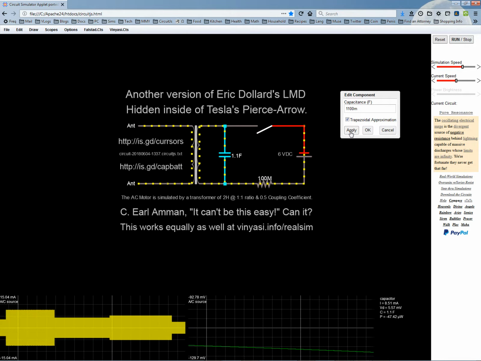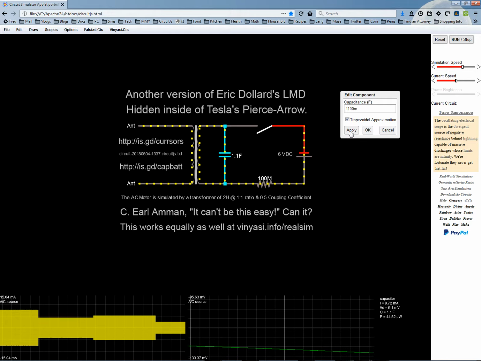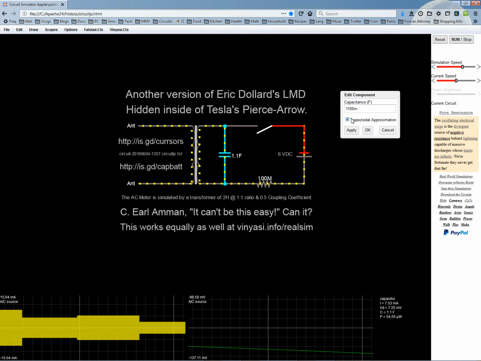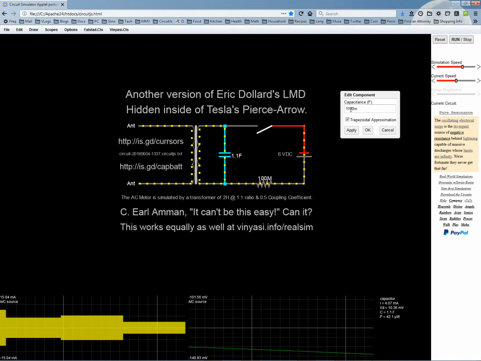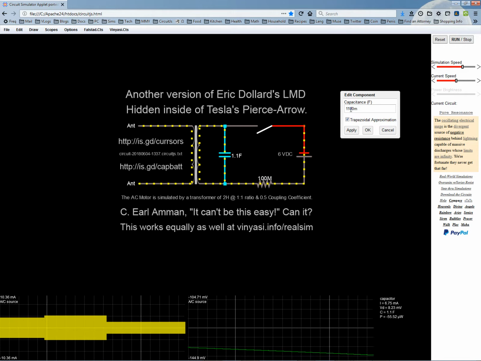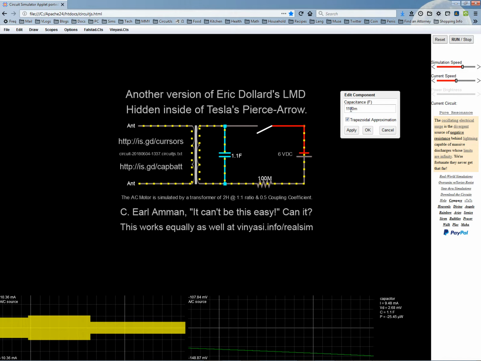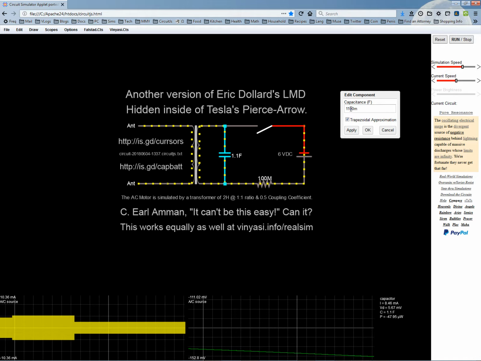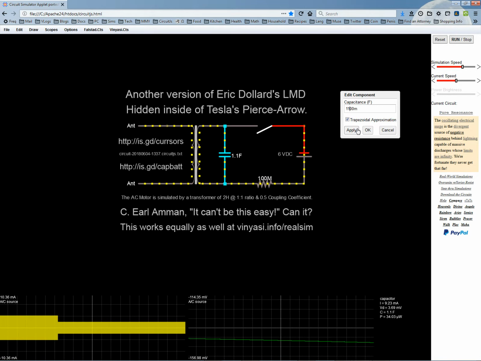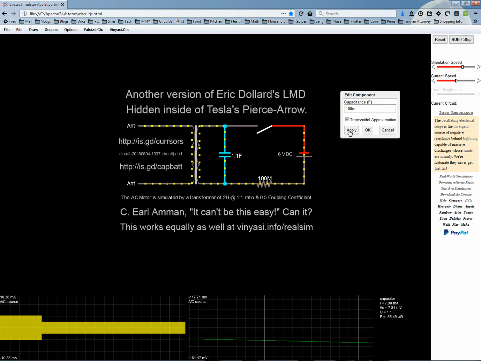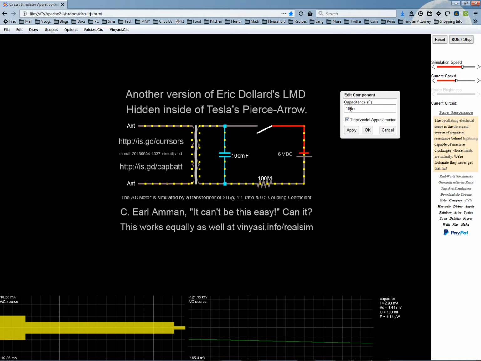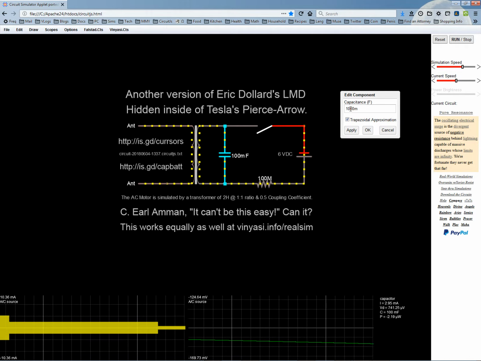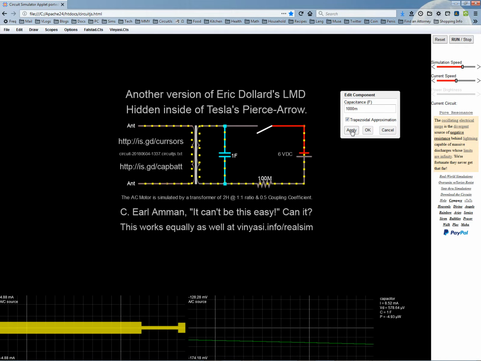Now we've got... Oh, wait a minute. Ah, shoot. This is what happens when I don't wear my glasses. Oh, shoot. No wonder things are not happening the way I want them to. Alright, let's go back to 100. Okay. Now, that's more like it.